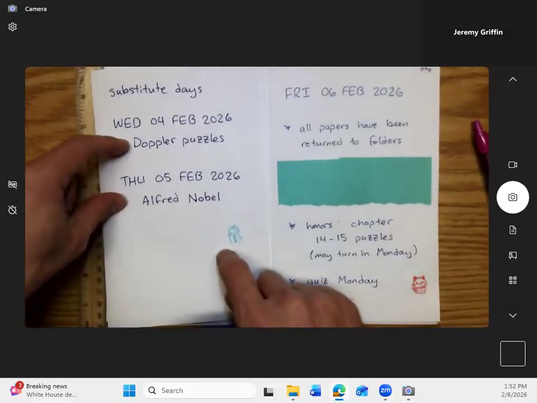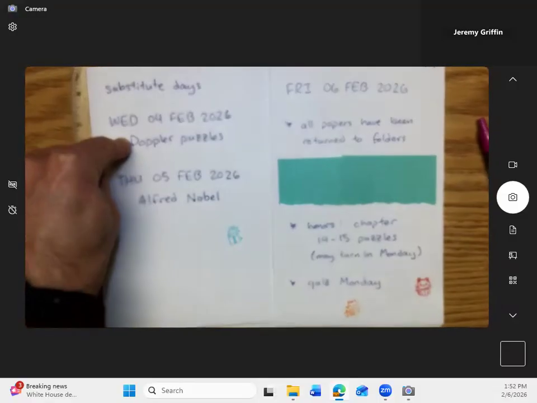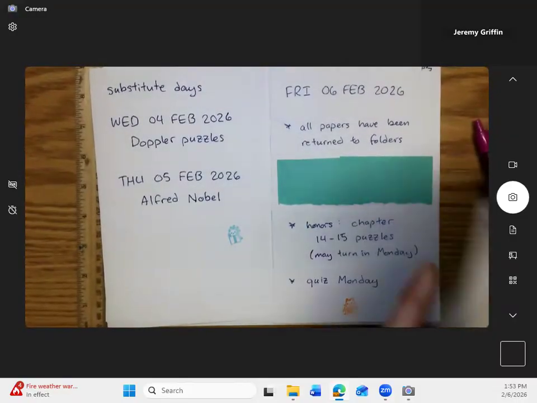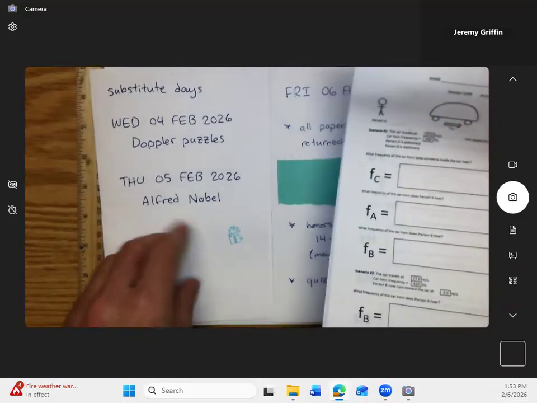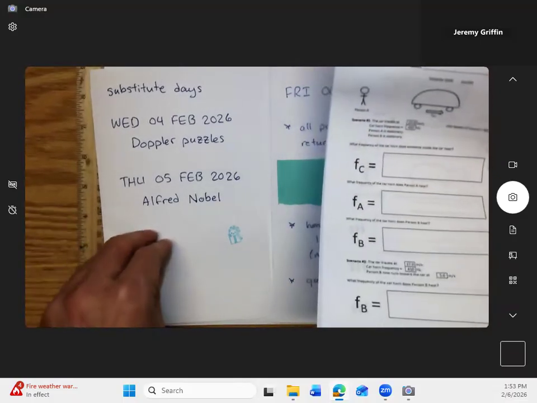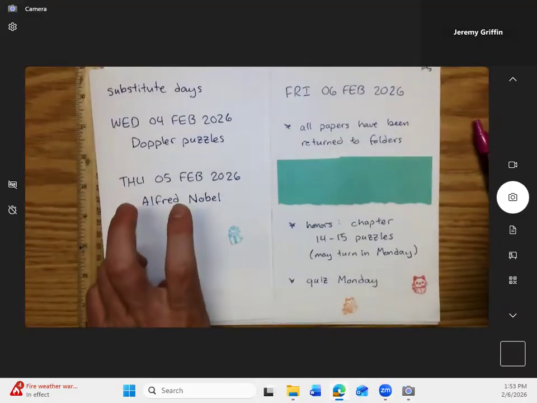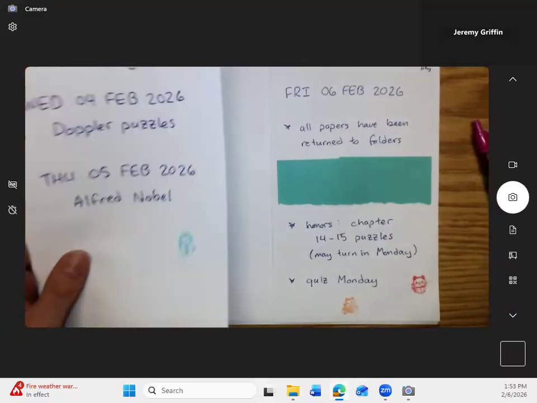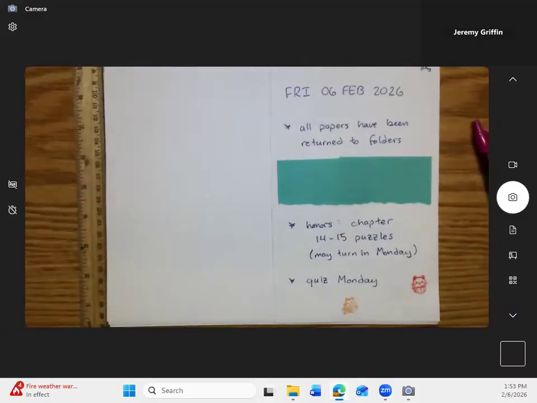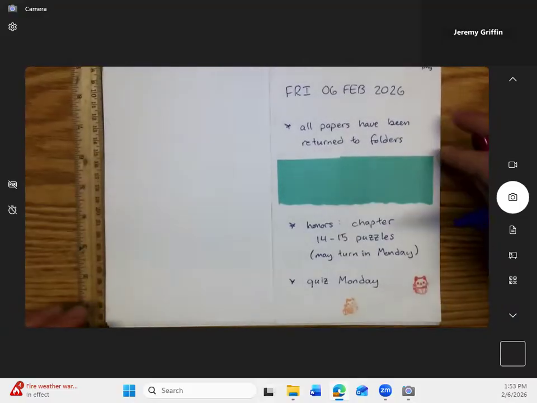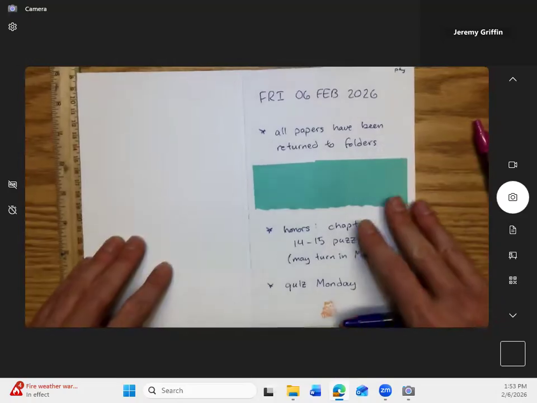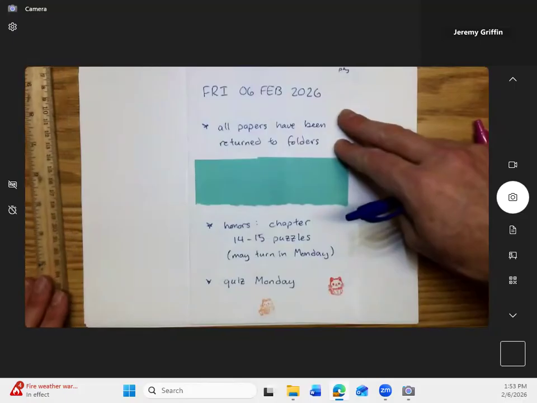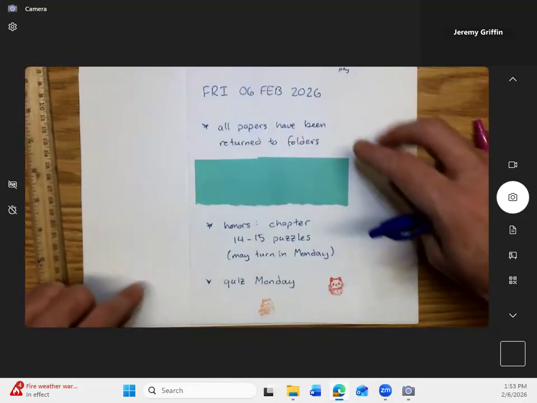Last couple days, you guys did these droplet puzzles. I did get these graded and back in your return folder, so you do have these. And yesterday, you watched a cool documentary piece on Alfred Nobel, what he was researching, his life. All the papers that you turned in up to yesterday, I've got graded and returned back to your folders. You can get those and see what you need to study.